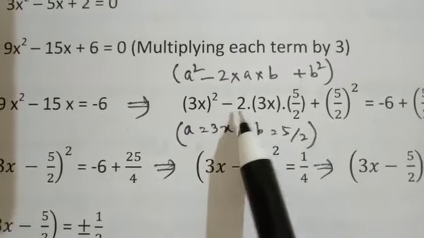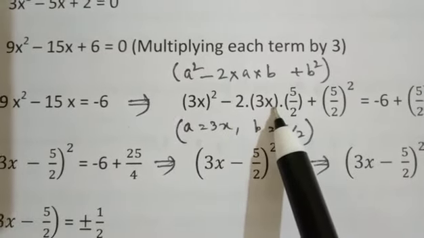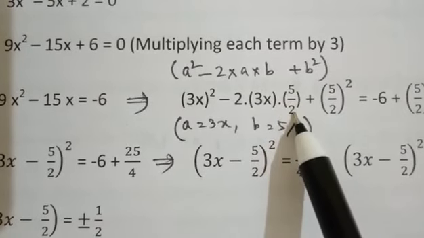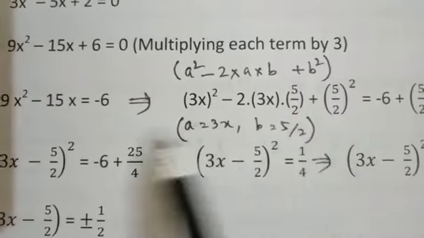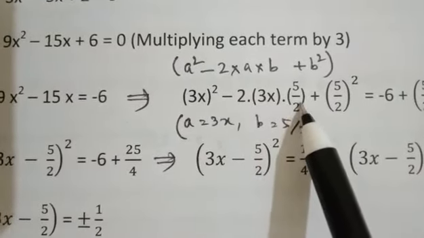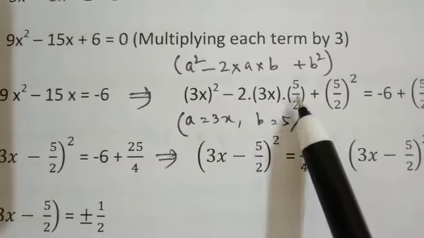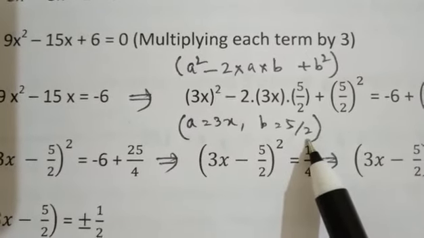I have written 2, this is my 3x, that is a, and this is the b, which I have taken as 5 by 2, so that when I multiply it, I get the answer as 15x. So this is the thing which I have done here. It is 2a and b. So my a is 3x, b is 5 by 2.